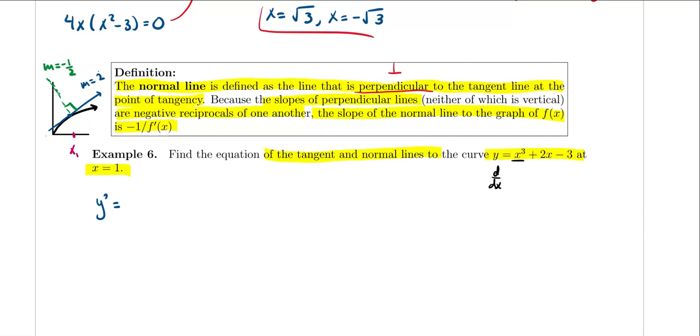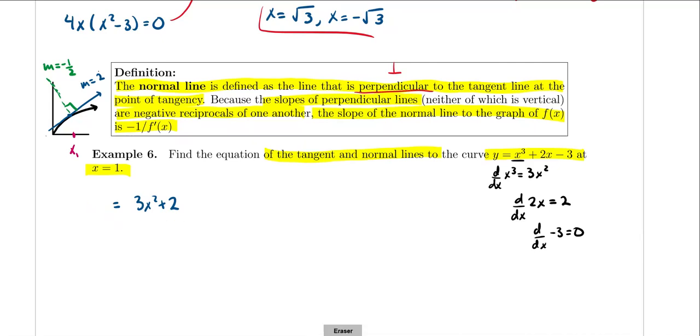Well, the derivative for x cubed is just going to be 3x squared. Okay, so we're going to get a 3x squared plus, okay, now what is the derivative of 2x? Well, the derivative of 2x is just a 2, so there we go. Now we have plus 2 plus, now what is the derivative of a negative 3? Well, the derivative of a negative 3 is just going to be 0. So there we go. Here we have our derivative.